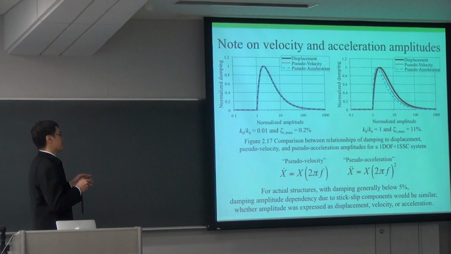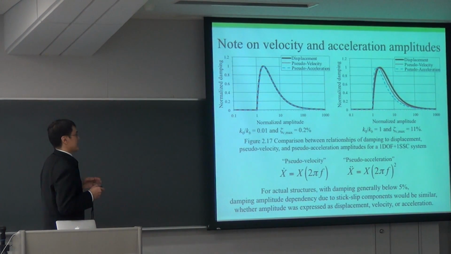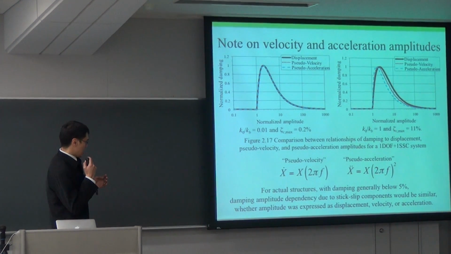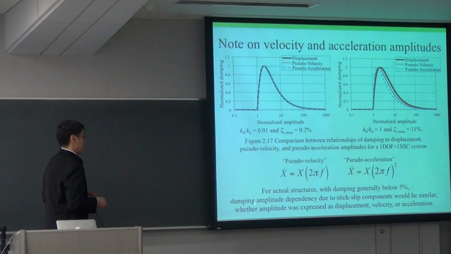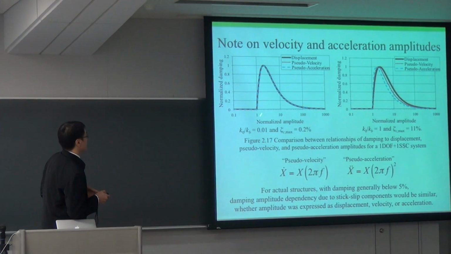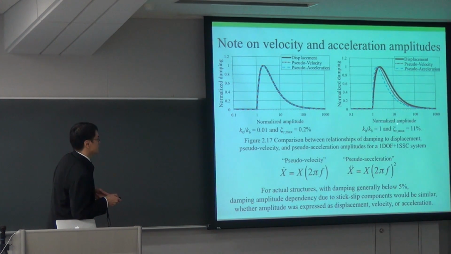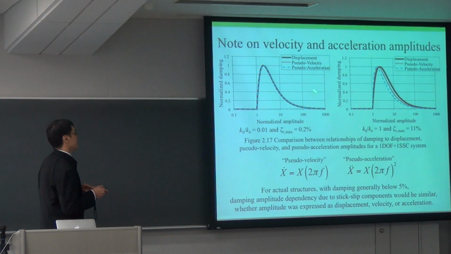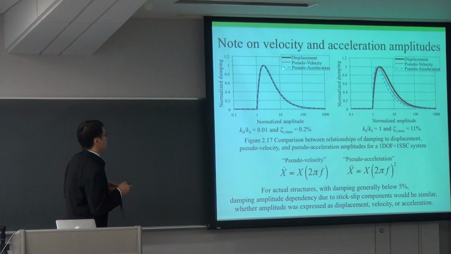I've been talking about damping with respect to displacement amplitude. In actual buildings, we usually measure acceleration or velocity. But here I showed stick-slip damping for a system with very low maximum damping and a system with very high maximum damping. And here you can see there's practically almost no difference when the damping is very low and not so big a difference when the damping is very, very high.